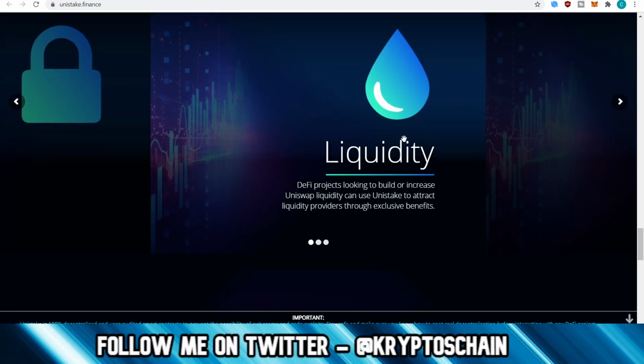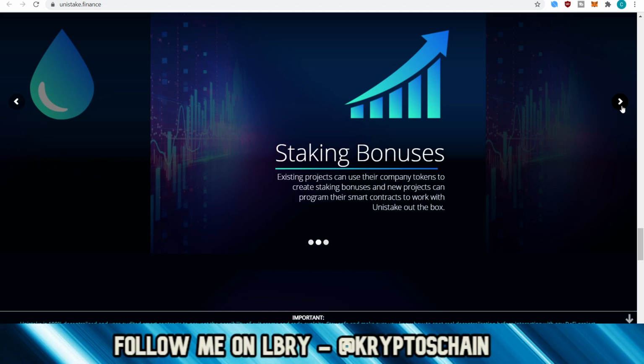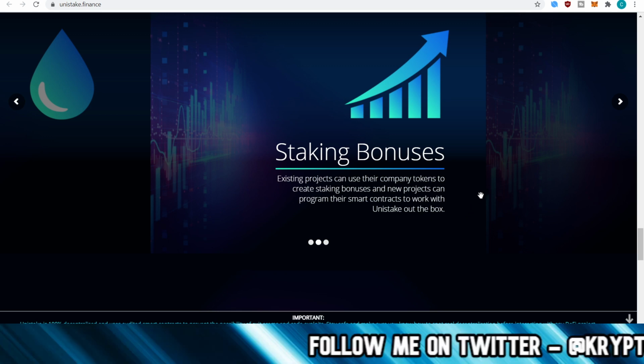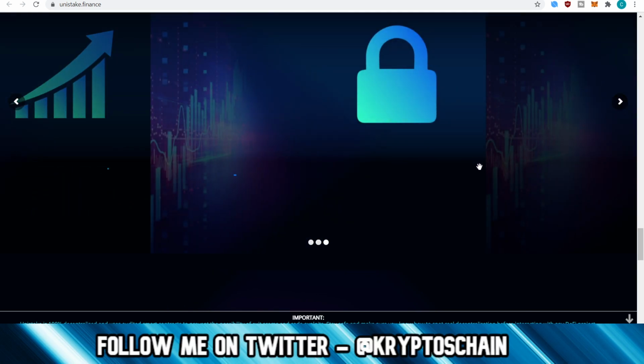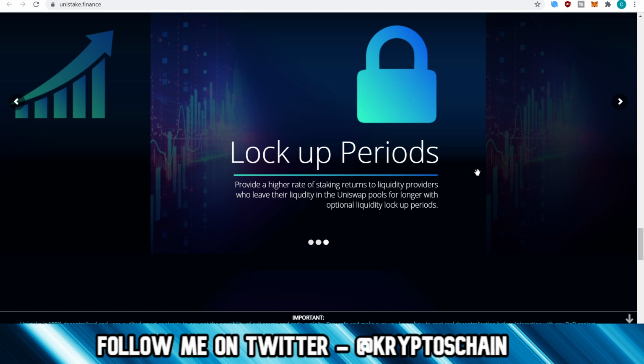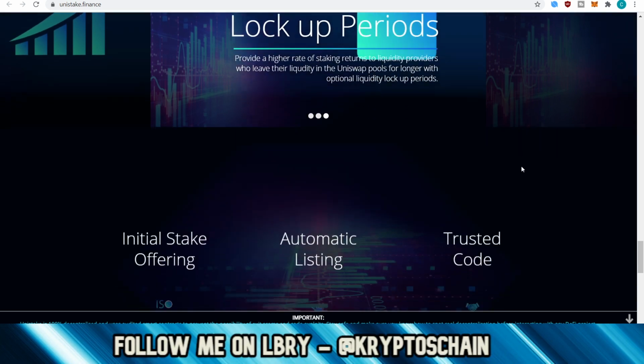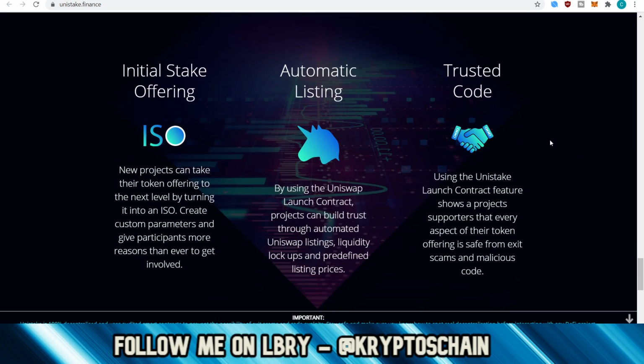So let's take a look at those. So we've got liquidity. DeFi projects looking to build or increase Uniswap liquidity can use Unistake to attract liquidity providers through exclusive benefits. And the staking bonuses. So existing projects can use their company tokens to create staking bonuses, and new projects can program their smart contracts to work with Unistake out of the box. Now, the lockup period. So you could provide a high rate of staking returns to liquidity providers who leave their liquidity in the Uniswap pools for longer with optional liquidity lockup periods. So that's great. Now, they do have 3 other features here.